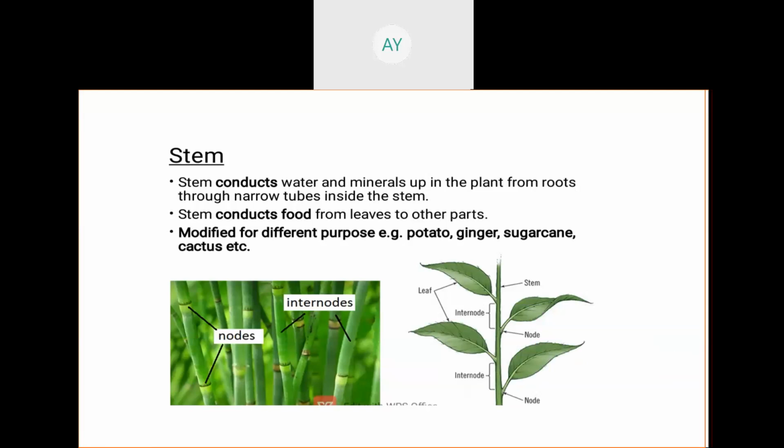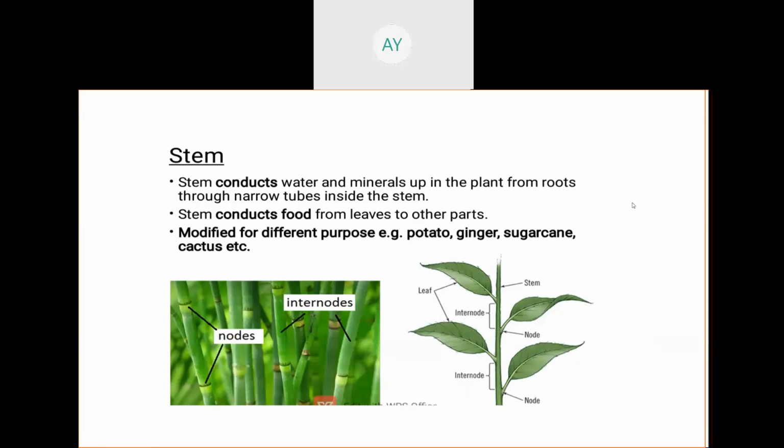So try to remember examples of stem. Potato is also a stem. Ginger is also a stem. Then haldi is also a stem. Not sugarcane, clear.